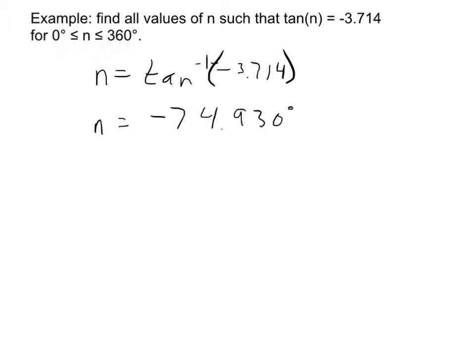nobody cares about the principal value. I care about values between 0 and 360. Right? So my calculator gave me the principal value. Now that I have that principal value, remember what we do to find other values of tangent. We're supposed to just add 180 or pi as many times as we need to. So if I add 180 once, I'll end up with 105.070 degrees.